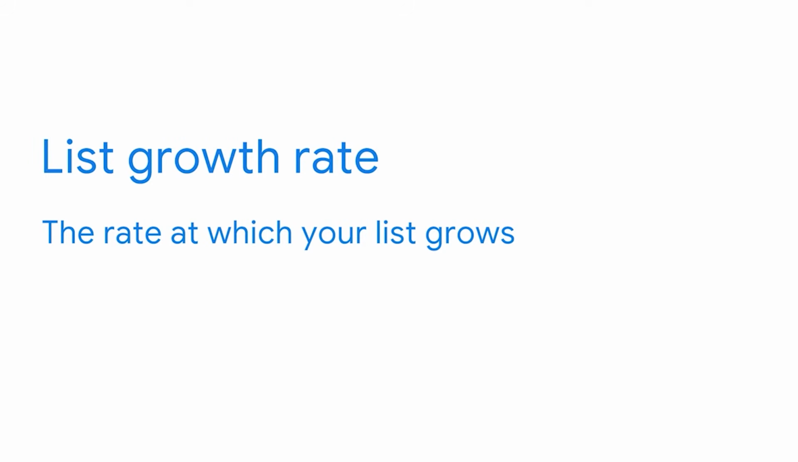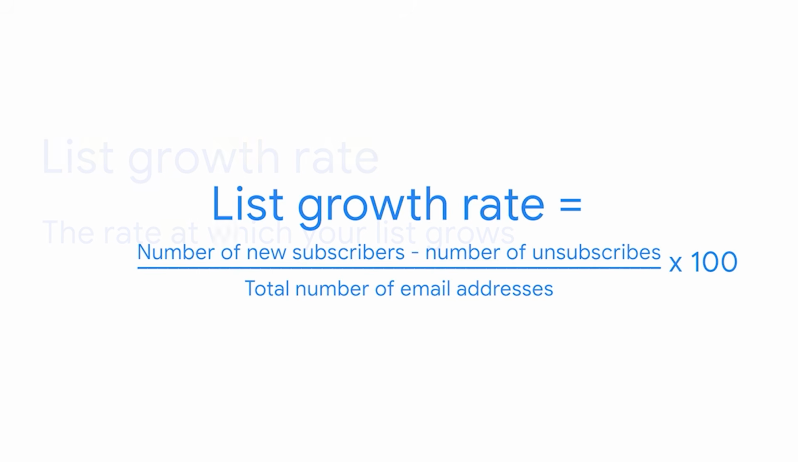List growth rate is the rate at which your list grows. The calculation for this one is a little more advanced. You take the number of new subscribers minus the number of unsubscribers, divide that by the total number of email addresses on your list, and then multiply it by 100. If you gained 6 new subscribers and lost 2, your list growth rate is 4%.